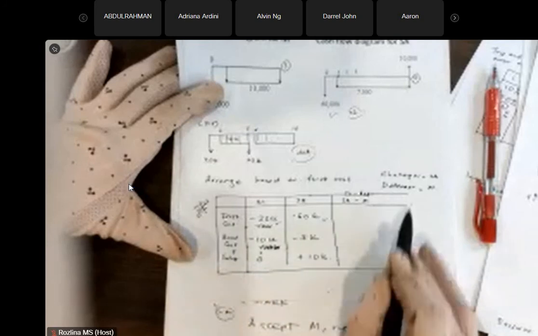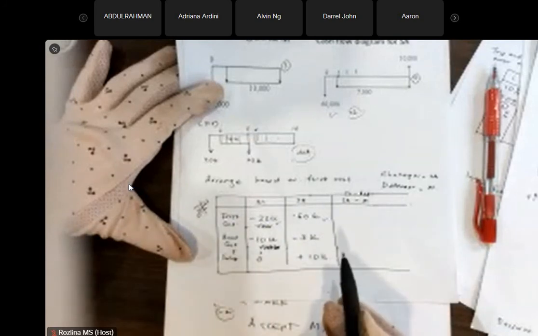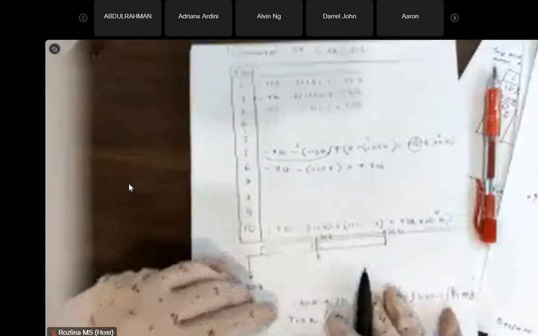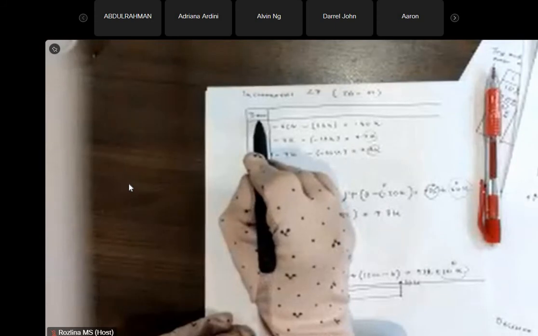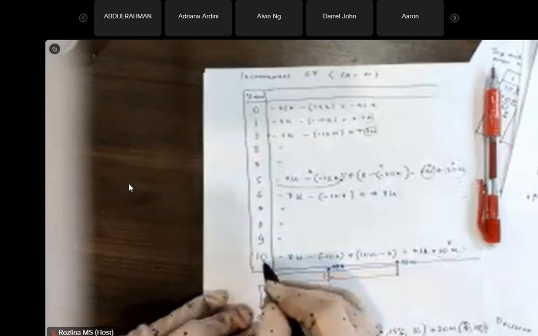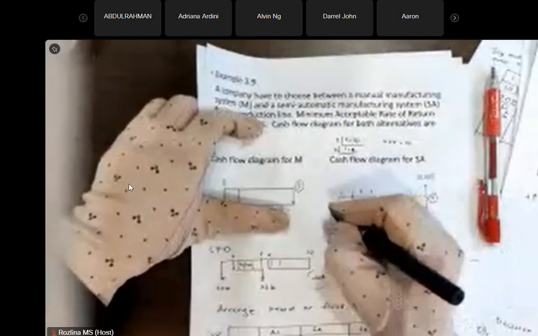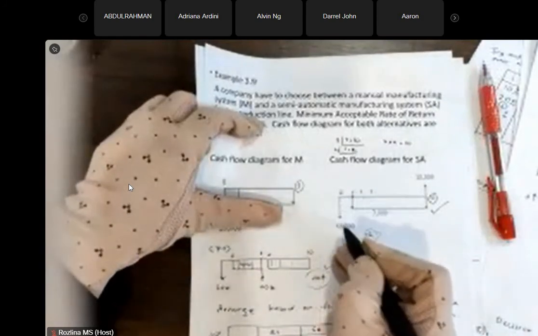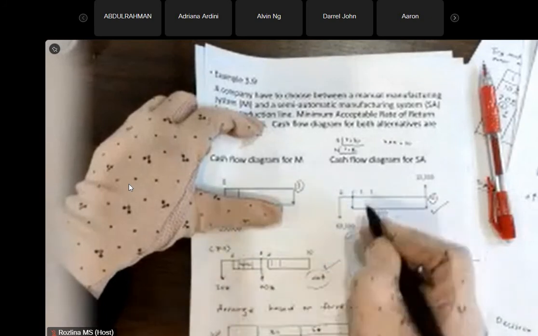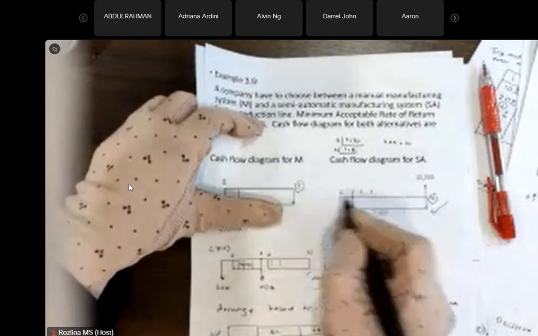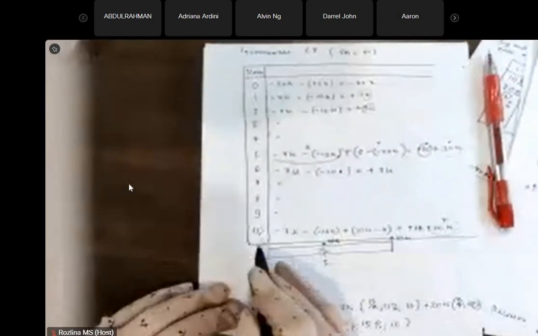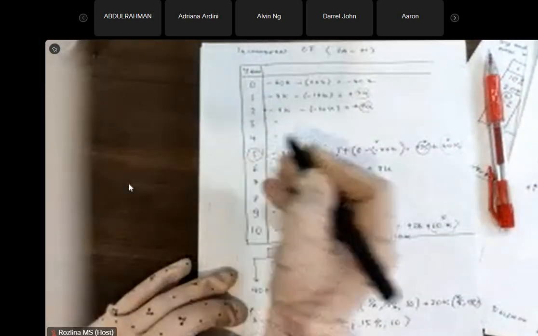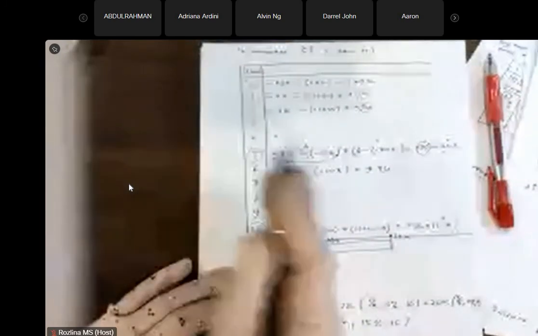Then you make a table like this. You directly calculate the years from 0 until 10 by referring to this and this. Just refer one by one: at 0 it is 60, at 1 look at this one, at 2 look at this one. Compare one by one until year 10. The challenging part is at 5 and 10 because you have to repeat the number.